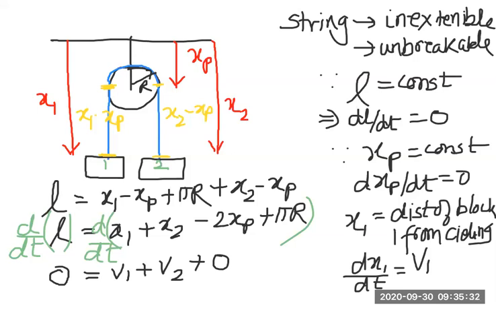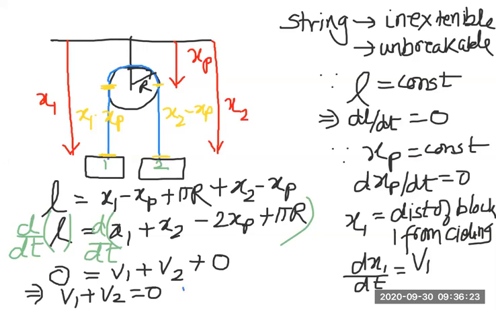All I have done is from a fixed point I designated distances to the various objects that are there in the problem, and then I have found in terms of these designated distances the length of the string, and then I have differentiated the equation exploiting the fact that the length of the string is constant. Therefore, the rate of change of length of the string must be equal to 0. Did everyone understand this? So therefore, I get v1 plus v2 is equal to 0.